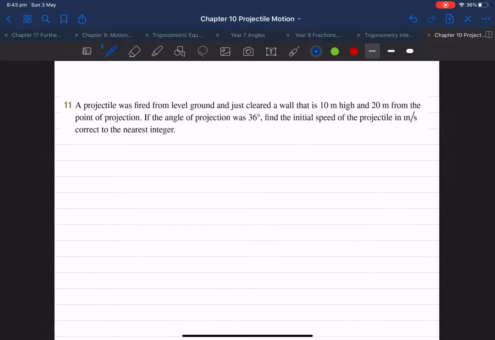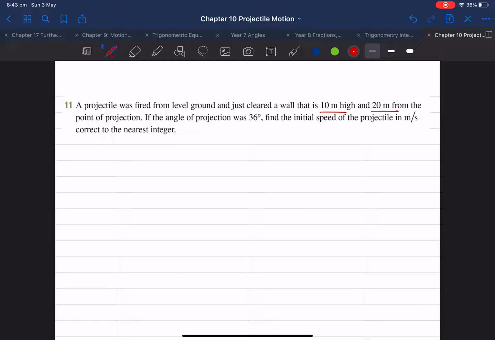Question 11. A projectile was fired from level ground and has just cleared a wall that is 10 meters high and 20 meters from the point of projection. If the angle of projection is 36 degrees, what is the initial speed? Okay, what is the initial speed? So we have 3 pieces of information here. We know the angle of projection is equal to 36, right?